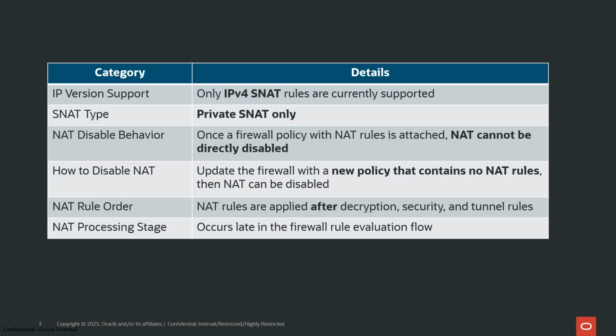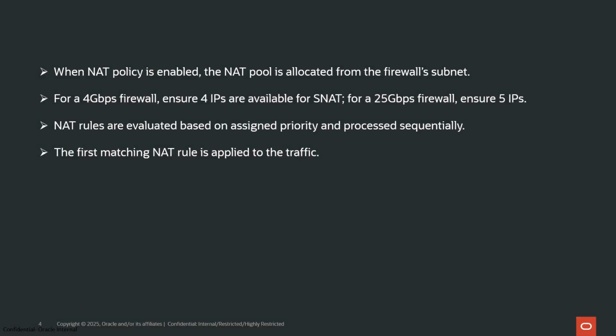When applying NAT rules, they are applied in a specific order within the rule of operations. NAT rules are applied after decryption, security, and tunnel rules, ensuring a comprehensive and secure network management process. To enable NAT on firewalls, ensure at least 4 spare IPs are available on the firewall subnet for a 4 Gbps firewall and a minimum of 5 spare IPs for a 25 Gbps firewall.